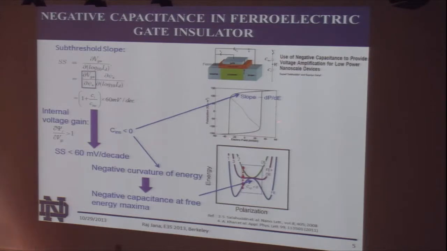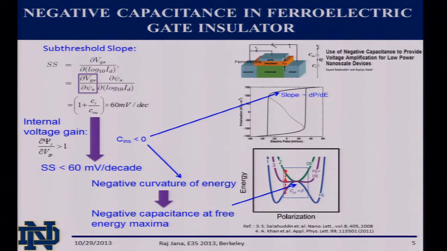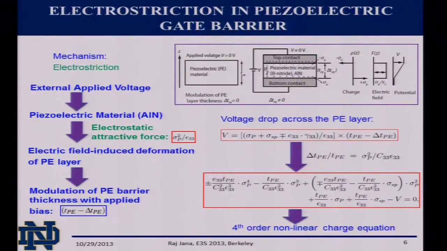And the idea is, this is the polarization versus electric field curve, and once you operate in that regime, you can get some sort of collective alignment of electric dipoles in the ferroelectric material, that can actually amplify the surface potential. So that's their idea. So we are investigating, is there any other way to get that negative capacitance effect? So that's the idea we are here.